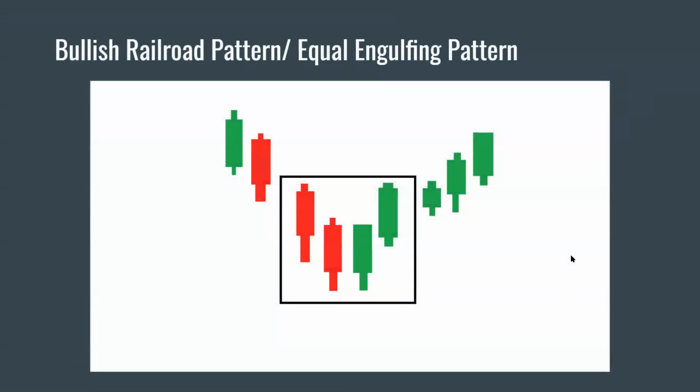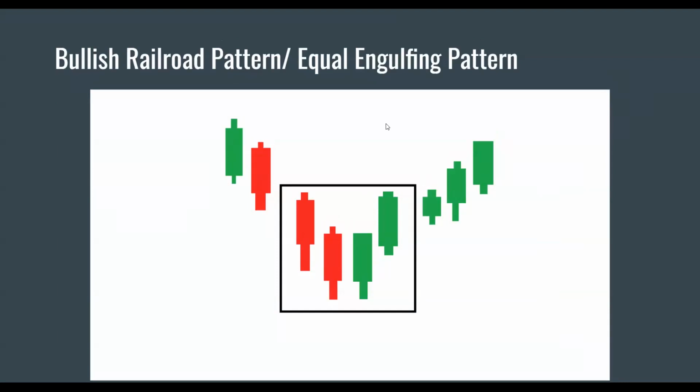I call it the bullish railroad pattern, right? Some people call it the equal engulfing pattern, same stuff, okay? Some of you guys know it as the railroad pattern. It's one of my favorite patterns, all right?